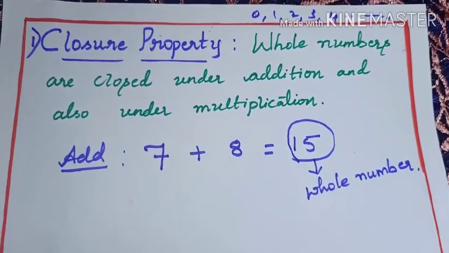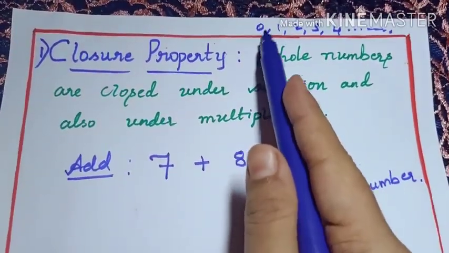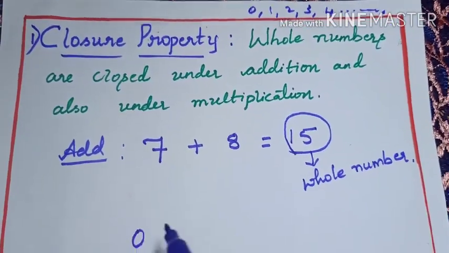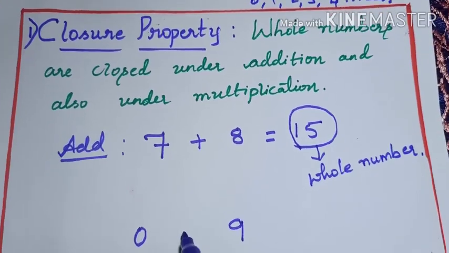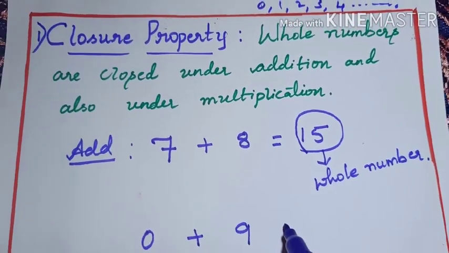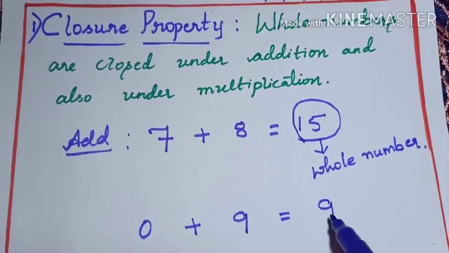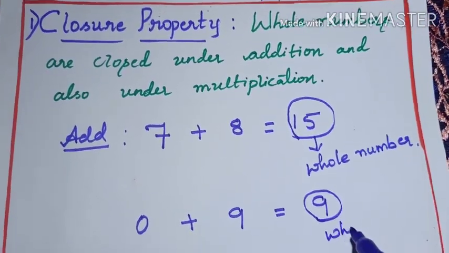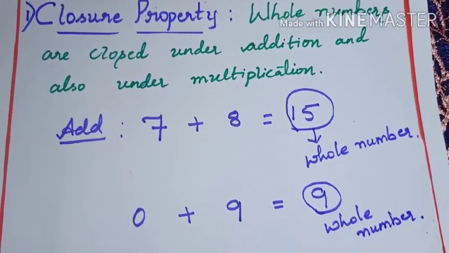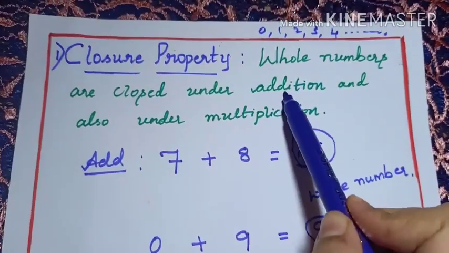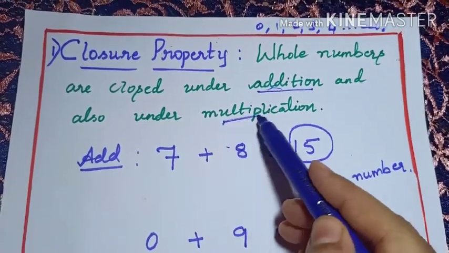Let me take one more example. See here, 0 is a whole number, right? Let me take 0 and one more whole number, 9. When we add both the whole numbers, 0 plus 9 is 9. Again 9 is a whole number. So closure property is satisfied here. Under addition, and also under multiplication.